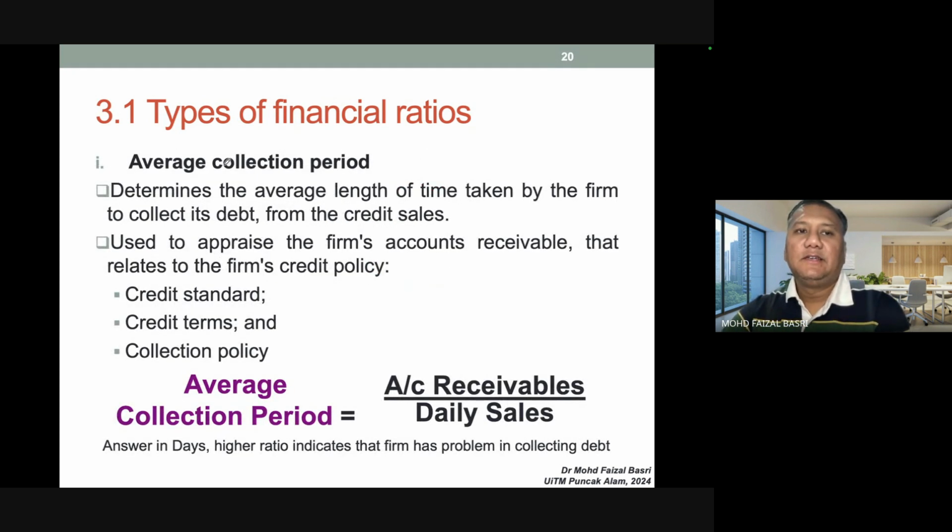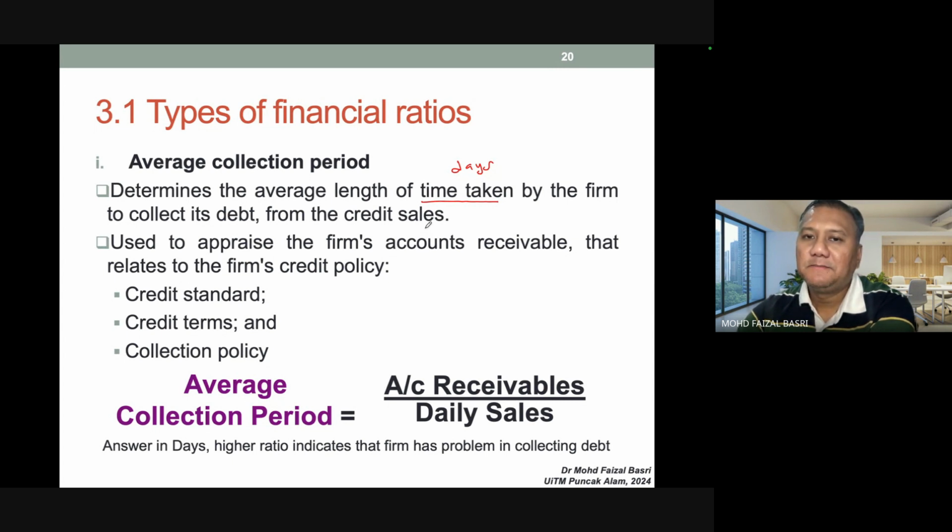Okay, so the first type of ratio is ACP, average collection period. It determines the average length of time taken, and the ratio is expressed in days. How many days are taken by the company to collect the debts from credit sales. Remember when a company operates, sometimes they give credit to their customers. They make a sale, but allow their customers to pay on a credit basis.